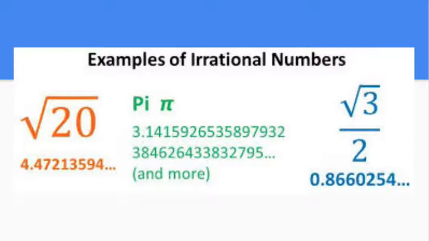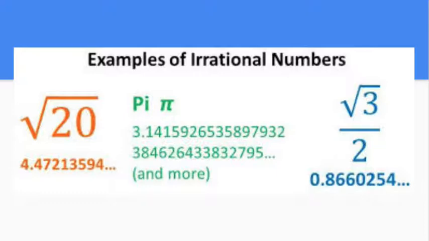Here are the irrational numbers. So we have the square root of 20, which comes out to be 4.47213594. It just keeps going and going. There's no pattern. It's not a perfect square. Pi, 3.14159265. It just keeps going and going and going. Pi is an irrational number.